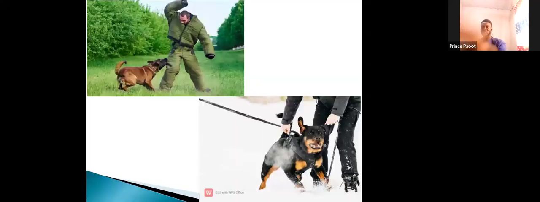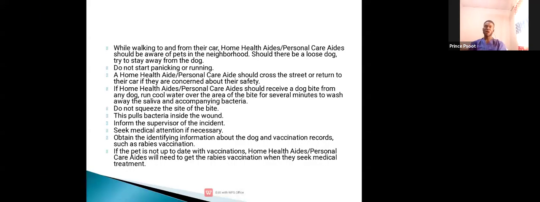Now, an example of a dog attack. While walking to and from the car, the home health or personal care aide should always be aware of pets in the neighborhood, not just your patient's pets, because there can be loose dogs or stray dogs. They can attack you. So when you happen to be in a position where there are stray or loose dogs, try to stay away from the dog, but do not start panicking or running. Try to be calm and think of what to do next.